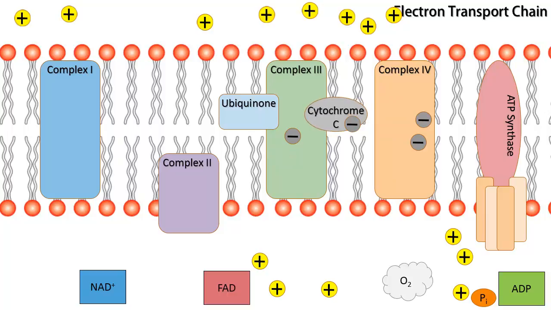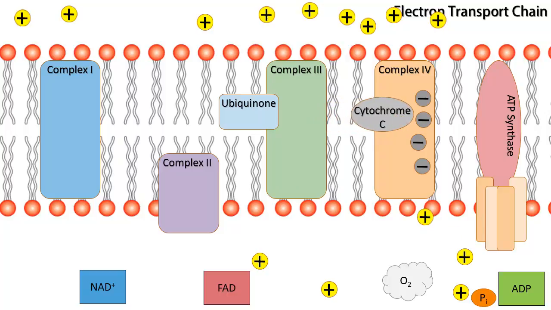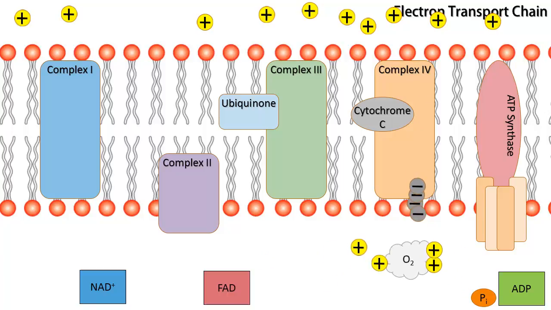Now we have to get all of these electrons over from complex 3 to complex 4 one at a time. Cytochrome C can only hold one electron at a time. Hopefully you can see now why it's called the electron transport chain. Electrons are being transported through this lipid bilayer, and protons are actually being pumped upward into this intermembrane space. I'm going to show this step twice.